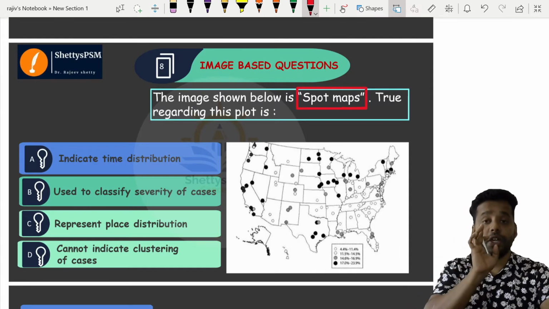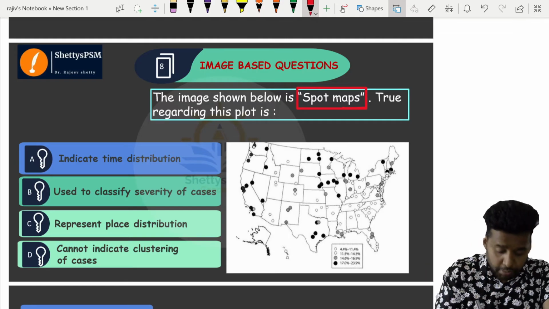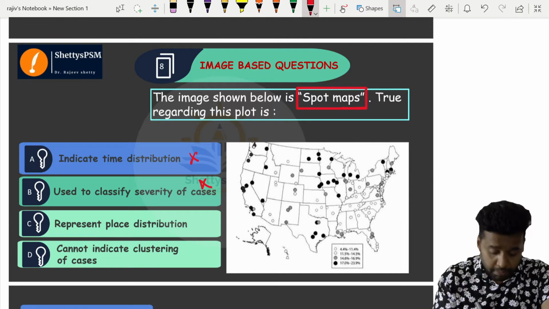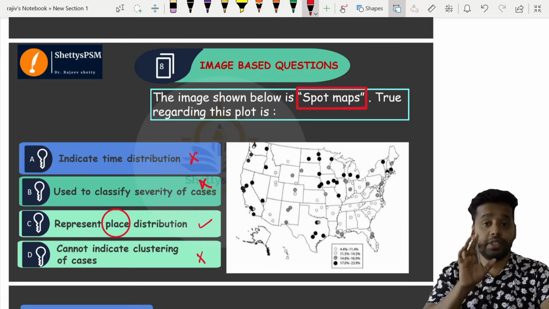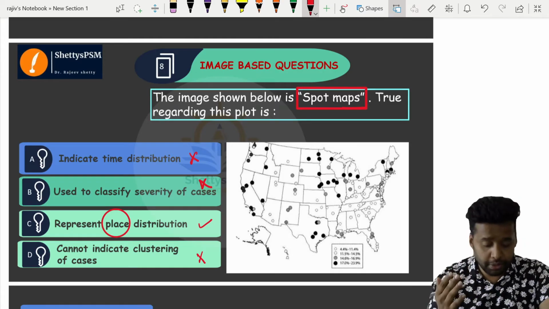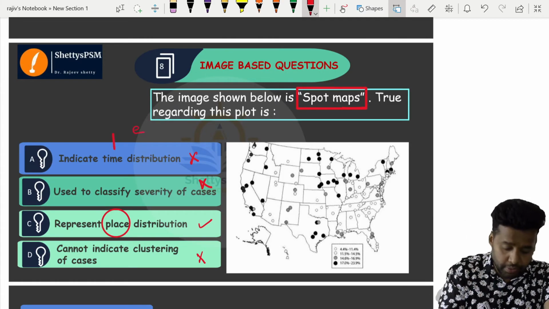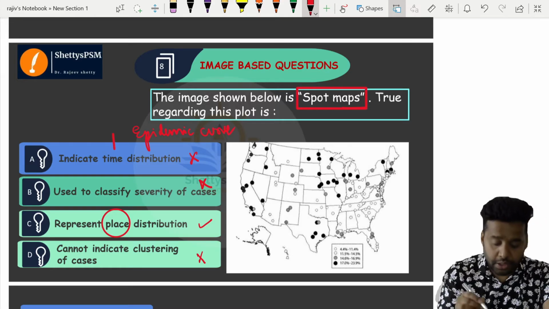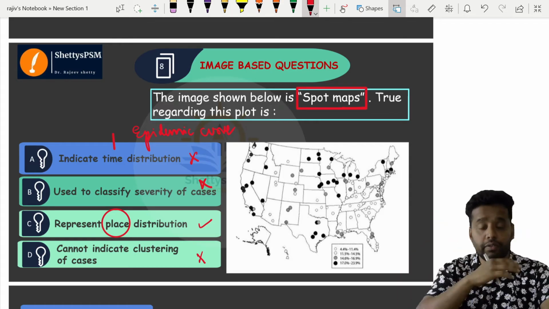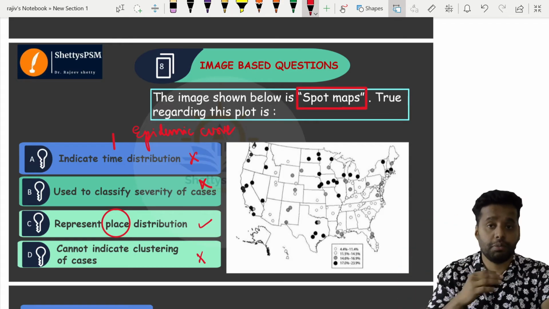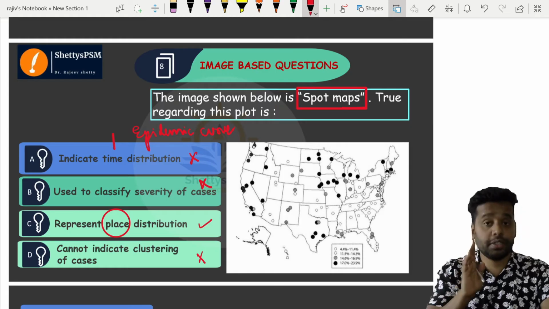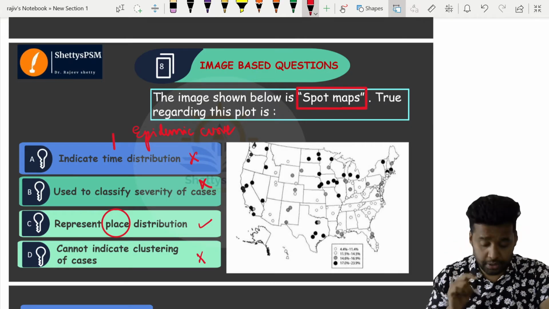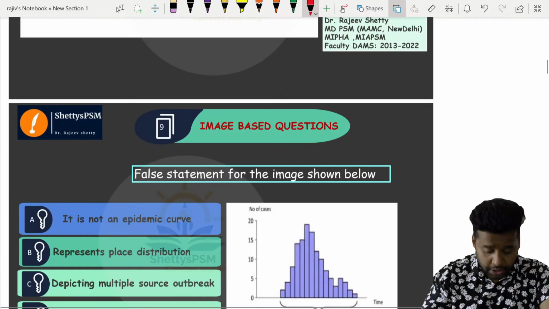The question was, which of the following is true? Time distribution, no. Severity of cases, not related. Place distribution, correct. Cannot indicate clustering, wrong. It can indicate which area is affected. Clustering can be seen. For time distribution, we have the epidemic curve. So what is used for time distribution? An epidemic curve, indicating with respect to time how the cases are increasing. Place distribution, spot maps. Keep this in mind. Very good. Come to the next question.